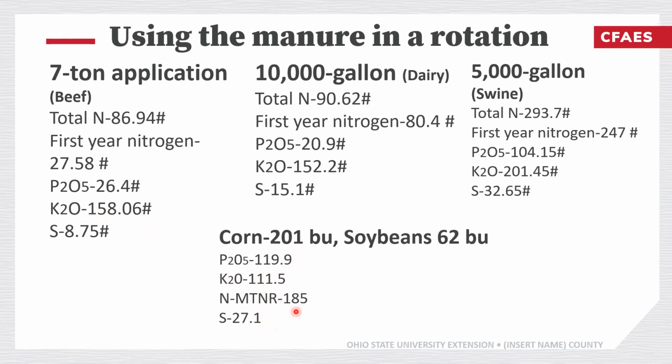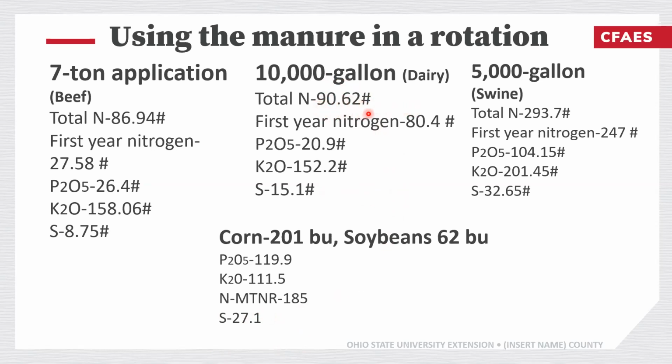Nitrogen, we didn't meet our nitrogen needs. We need 185 pounds. We only applied for that first year 27 pounds. If we have a multi-year rotation of corn, we could actually use some of that additional nitrogen credit and maybe reduce that rate a little bit more than just by 27 pounds. Sulfur, 8.75 pounds. So we'd only need over the rotation about 20 pounds of sulfur removed if we believed we needed sulfur.